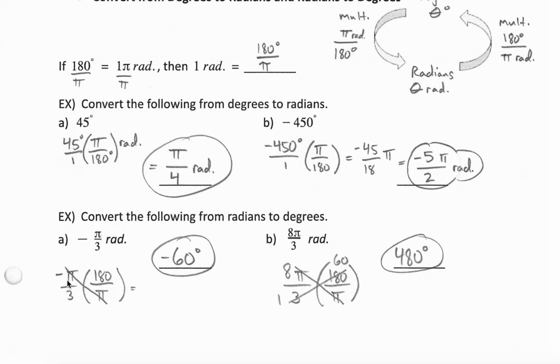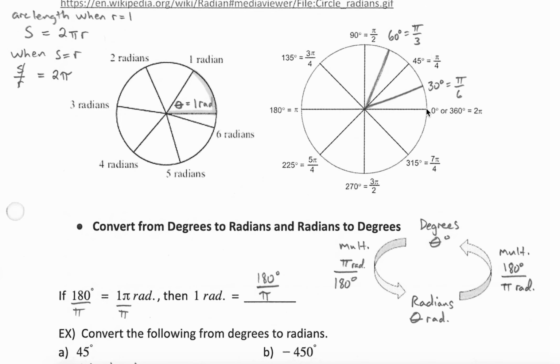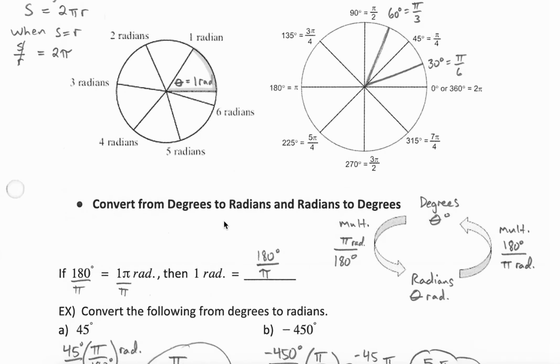So multiplying straight across, we get negative 180 over 3. 180 divided by 3 is 60, keep it negative. So negative 60 degrees is negative pi over 3. Another one of those special angle measures that we want to memorize.